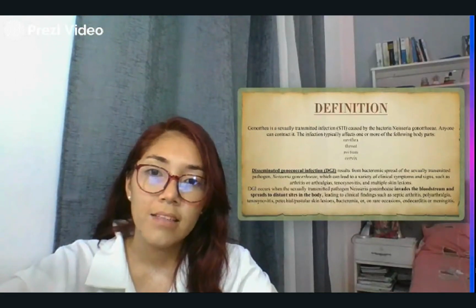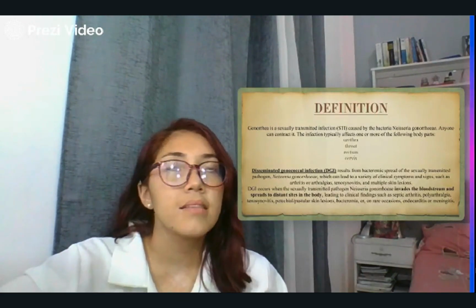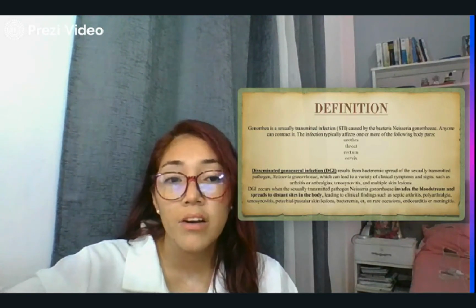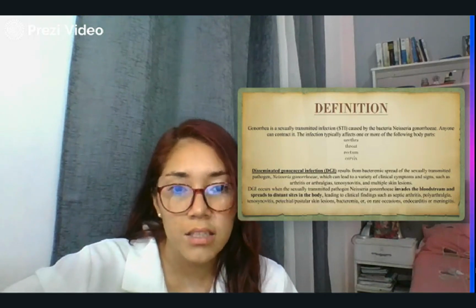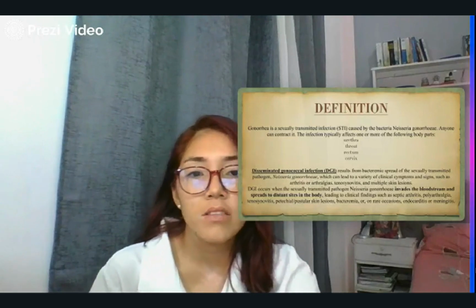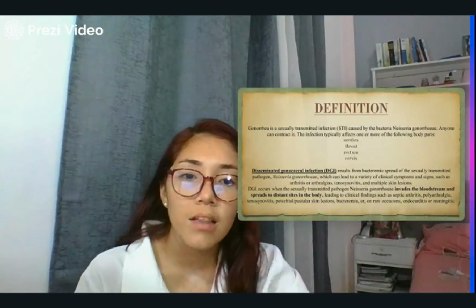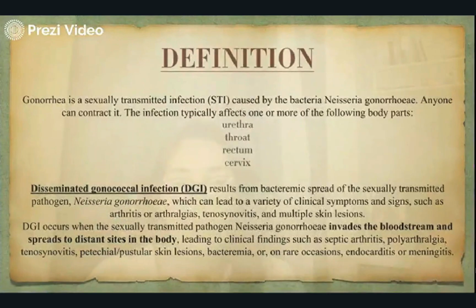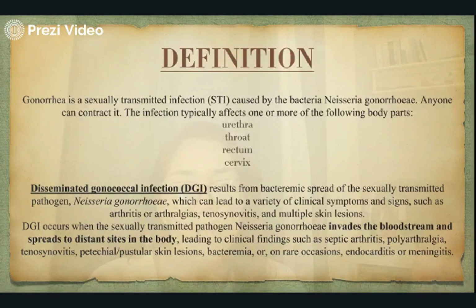Well, the definition. Gonorrhea is a sexually transmitted infection, an STI, caused by the bacteria Neisseria gonorrhoeae. Anyone can contract it, and the infection typically affects one or more of the following body parts: urethra, throat, rectum, and the cervix. Disseminated gonococcal infection (DGI) results from bacteremic spread of the sexually transmitted pathogen Neisseria gonorrhoeae, which can lead to a variety of clinical symptoms and signs, such as arthritis or arthralgias, tenosynovitis, and multiple skin lesions.